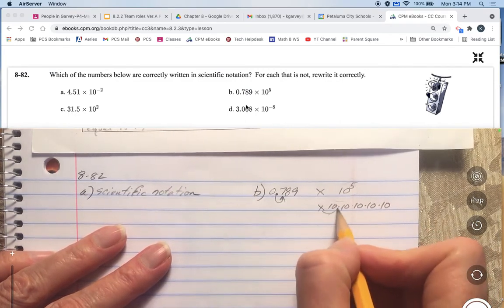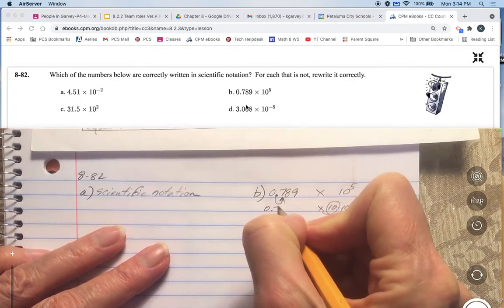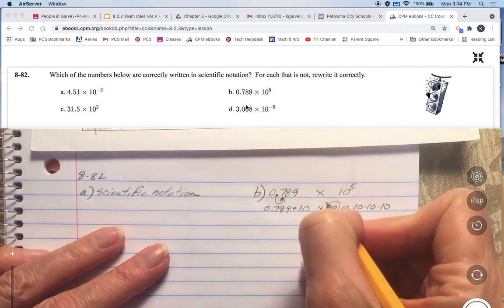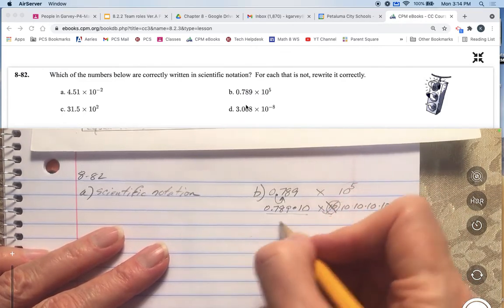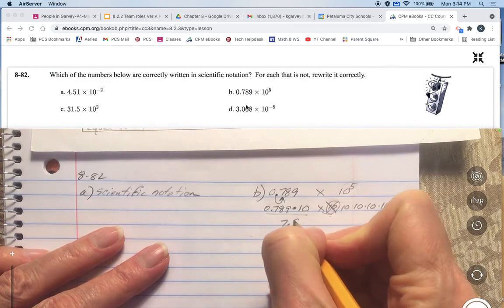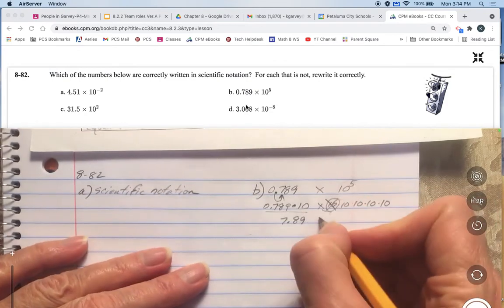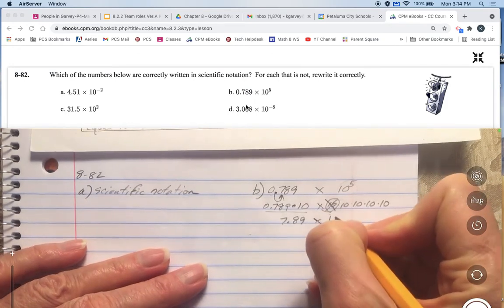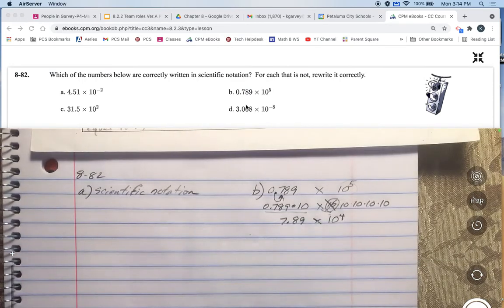So if we borrow one of these tens from here and make this 0.789 times 10. So if we take that one and move it over here, then we can change this to 7.89. So once we've shifted that 10 over, then we've got 1, 2, 3, 4 10s left, so we can make this 10 to the 4th power. All right, so let's take a look at the last two.